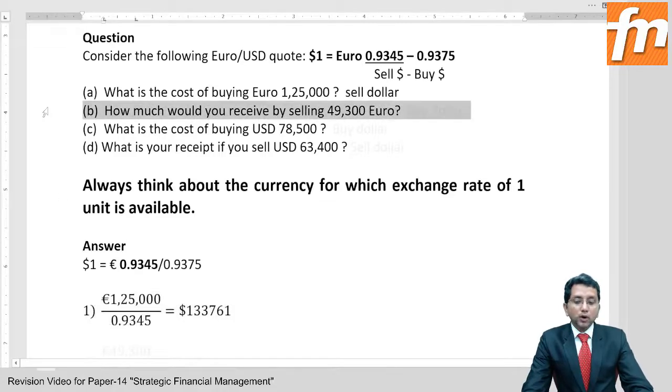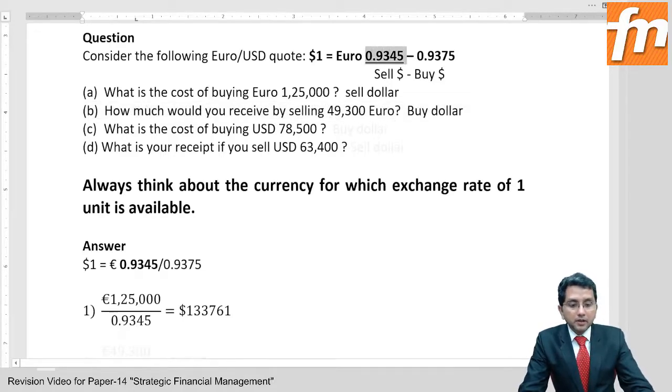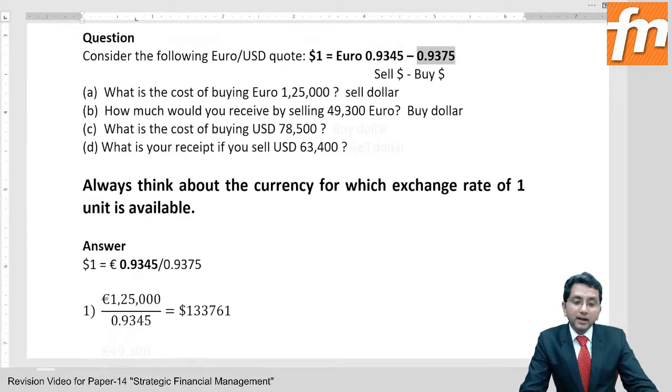See, look at the B point. How much would you receive by selling euro 49,300? I have decided that I'll think in terms of dollars only because the rate is given for $1. So selling euro means buying dollar. Okay, if I'm buying dollar, being the quote taker, I'll be able to buy it at the higher, unfavorable rate of 0.9375. So number one, you have identified the rate.